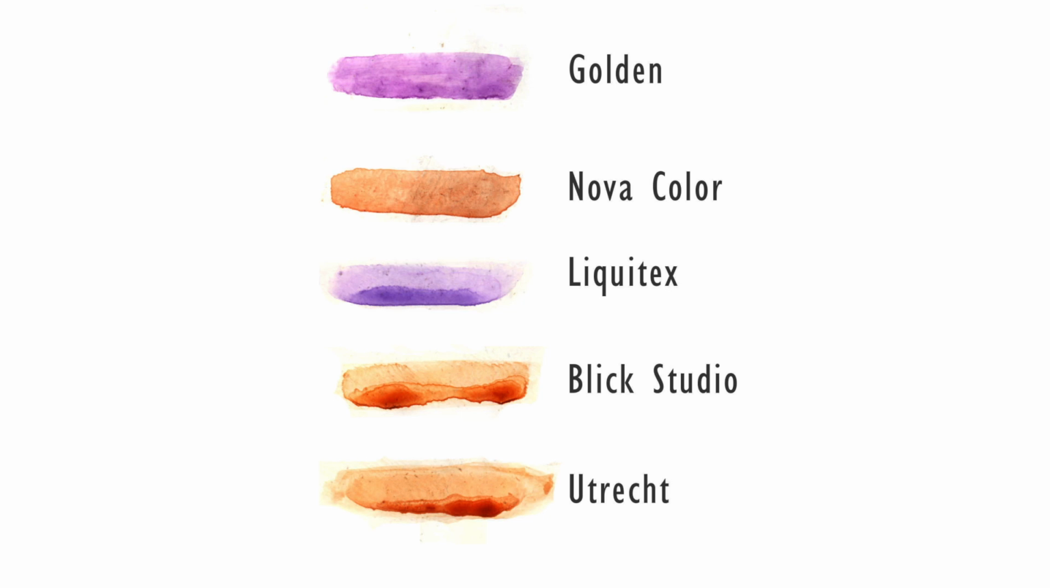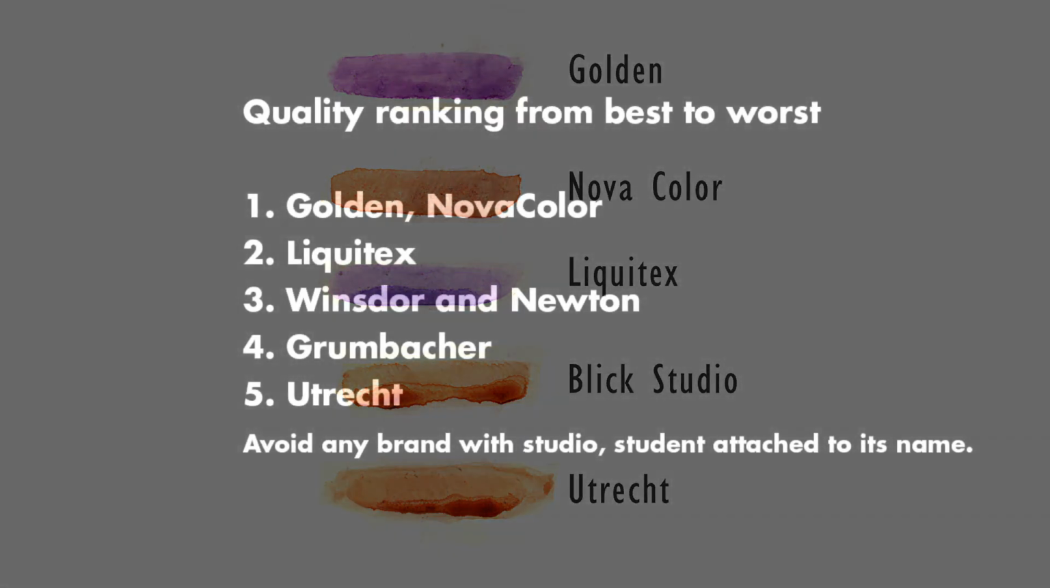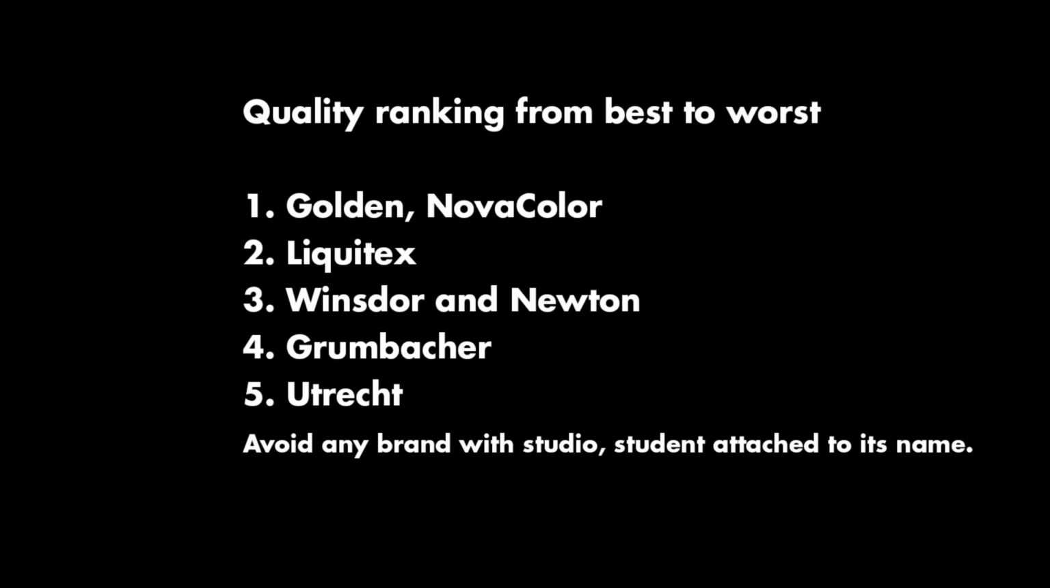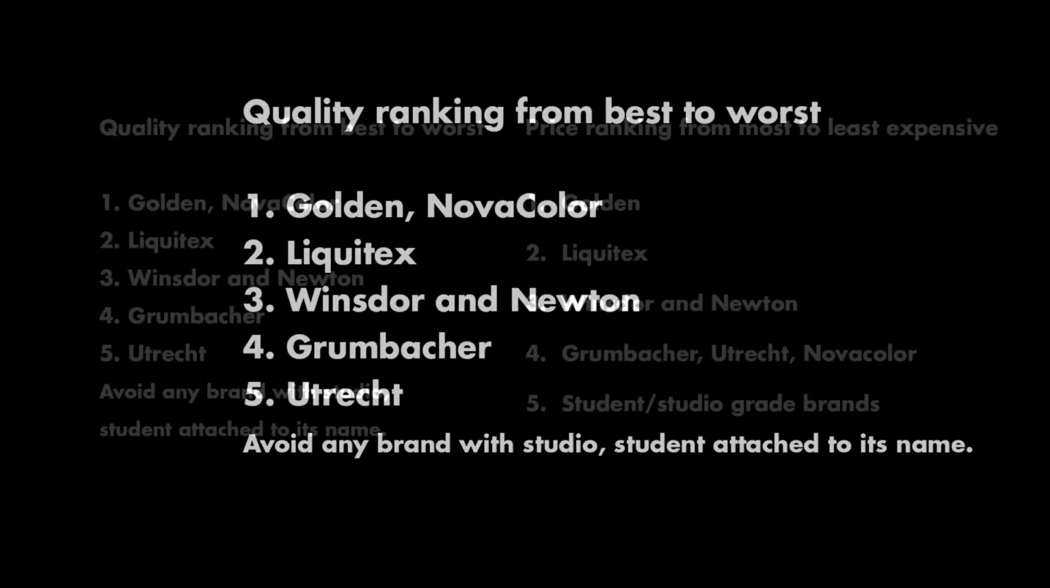With all the paint brands that I tested, here are the results of the quality test from best to worst. Number 1, with the best paint quality, is Golden and Novacolor. Number 2 is Liquitex, then followed by Winsor & Newton, then Grumbacher, then U-Track. In general, I would avoid any brands with studio and student attached to their name. They're generally low-quality paint meant for kid projects. You are guaranteed to struggle with them.